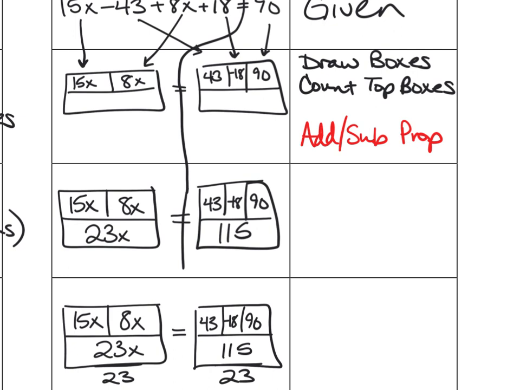Then we took all of the top boxes and we added them together, which is our combine like term step. I'm going to write CLT for combine like terms. If you ever see me write CLT again, that's for combine like terms. We're adding like things. Put your phone away.